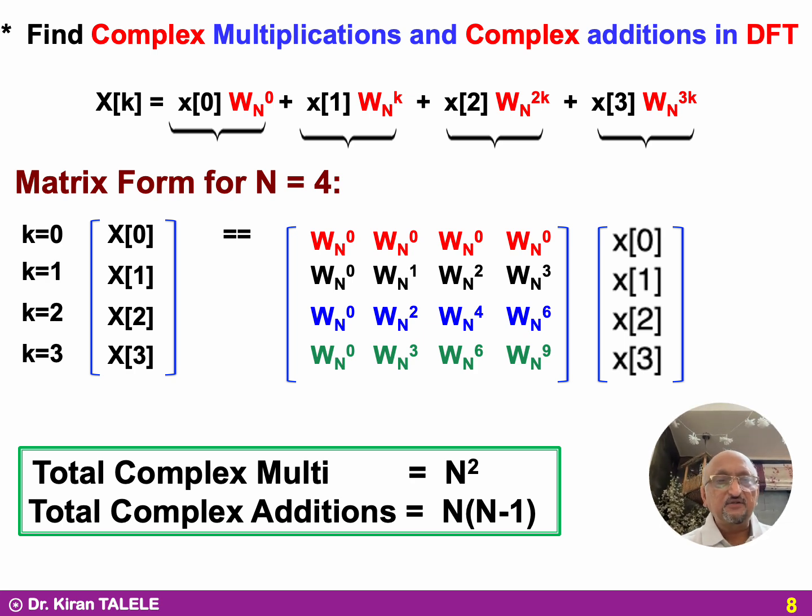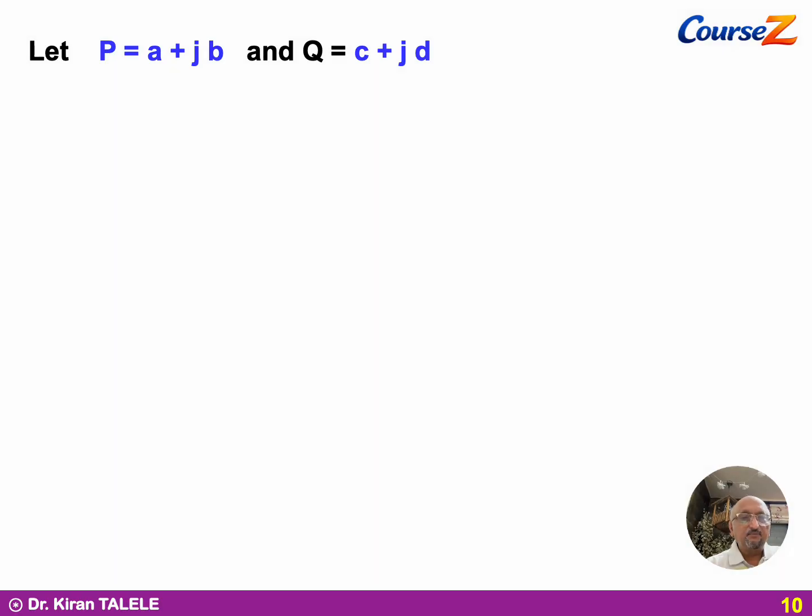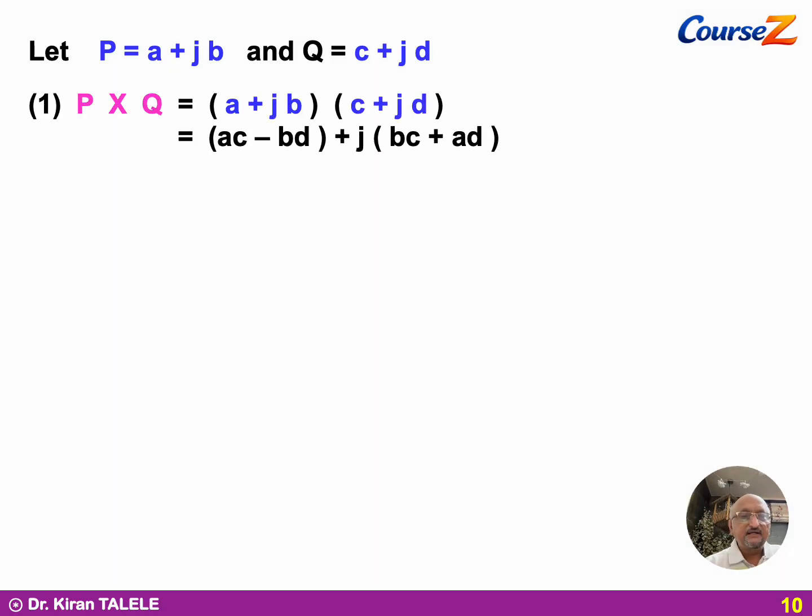Let's do this analysis to find real multiplications and real additions involved in the whole calculation. Now we know that total complex multiplications are N square. So let's consider two complex numbers p and q. When we multiply this p and q, we get this final expression where a, b, c, d are actually real values. So ac minus bd is a real number, bc plus ad is another real number.